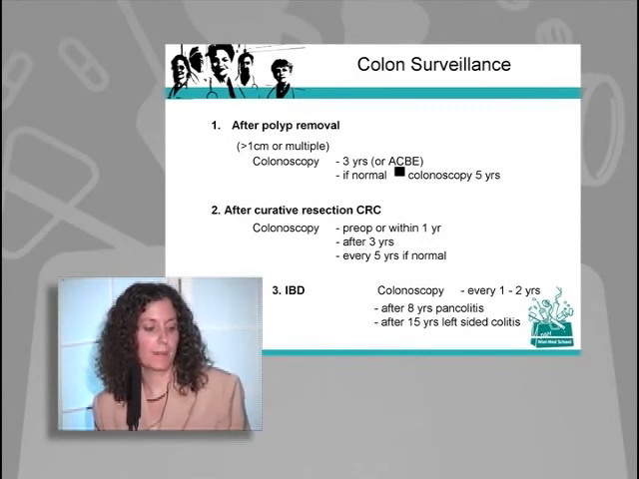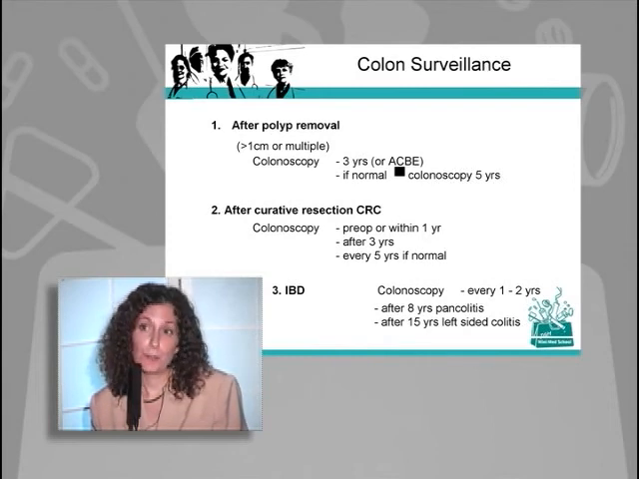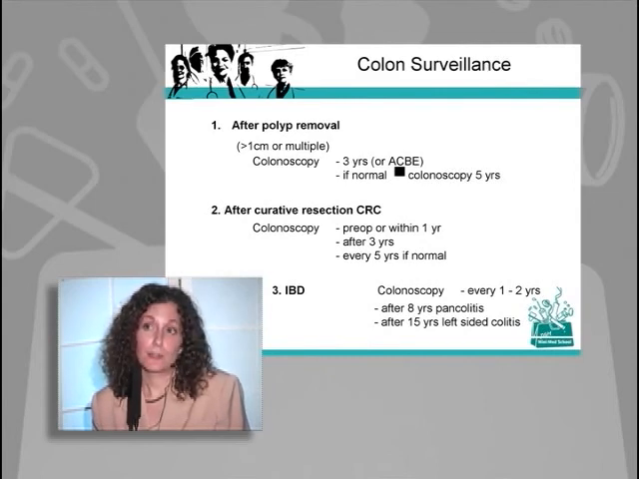For patients with inflammatory bowel disease, a colonoscopy should be performed every 1 to 2 years. If the patient has limited disease to the left side of the colon, we start the screening or the surveillance at 15 years. If the patient has disease throughout the colon, we start the surveillance at 8 years.